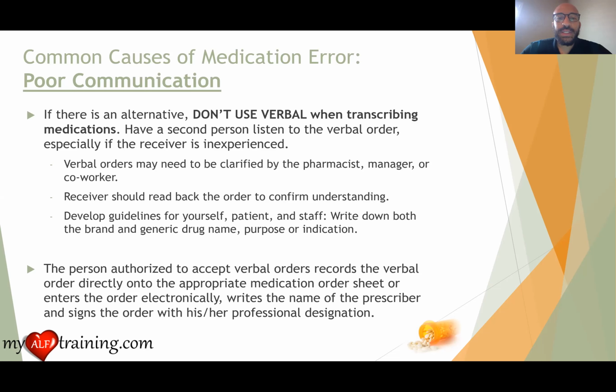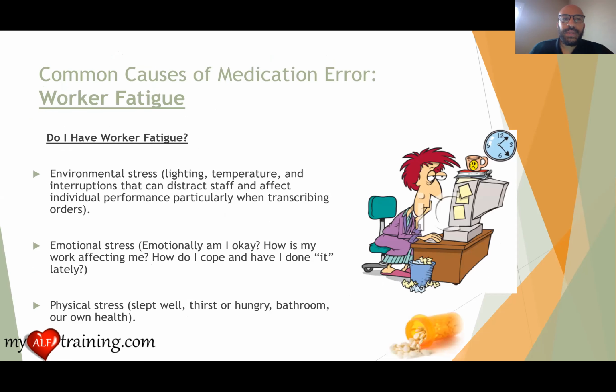The person authorized to accept verbal orders records the verbal order directly onto the appropriate medication orders sheet, or enters the order electronically, writes the name of the prescriber, and signs with his or her professional designation. So in some places, you may want to bring it to your manager if you guys are experiencing a lot of medication orders. They have a set person to take the orders. And this can be another way you can prevent making errors when dealing with look-alike or sound-alike medications.